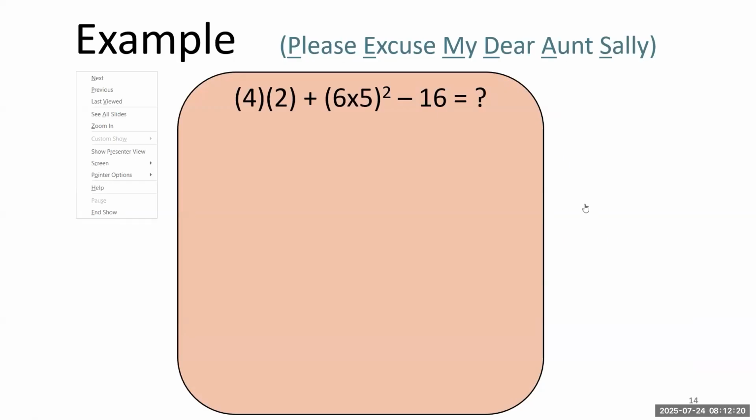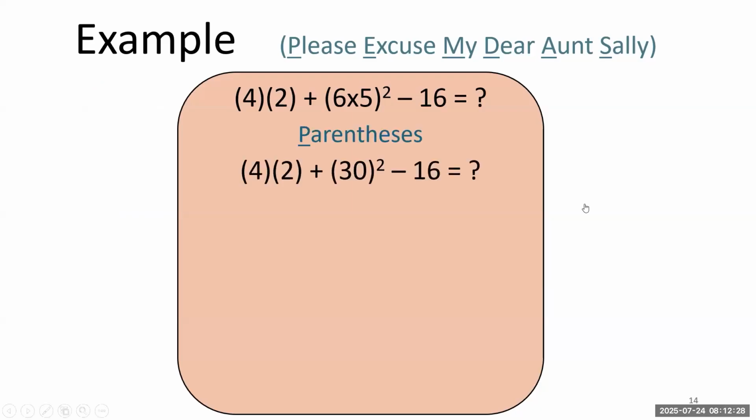So we're going to go through this equation in that order, starting with parentheses. We've got 6 times 5 within those parentheses, so we're going to do that first. 6 times 5, we know it's 30. If we want to plug that into your calculator as well, that's great. So we have 4 times 2 plus 30 squared minus 16.